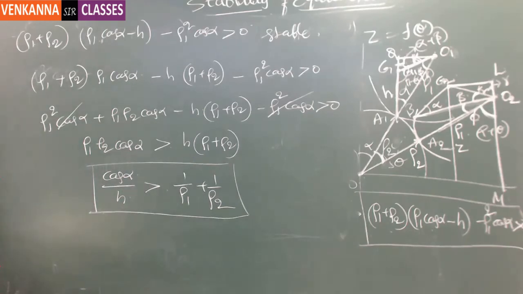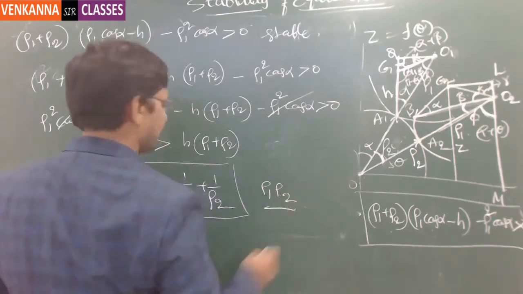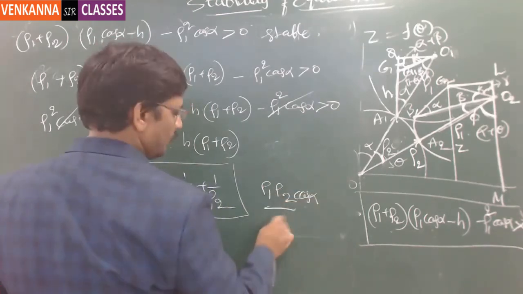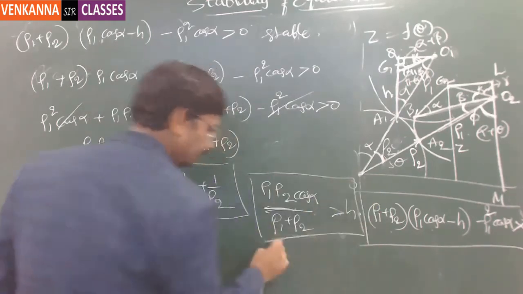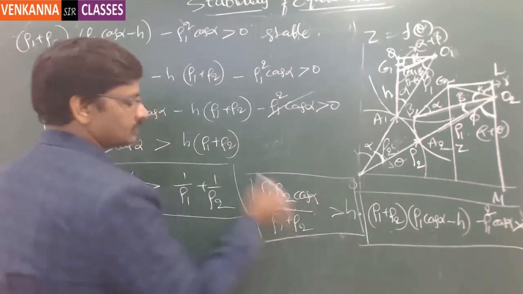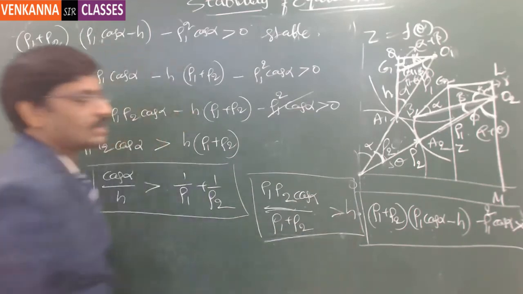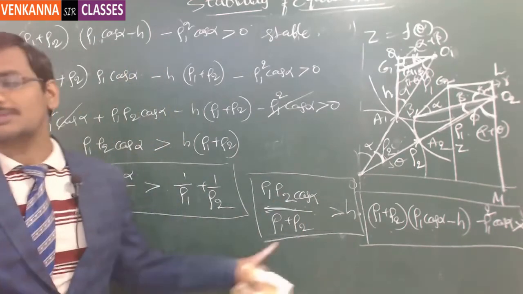Got it? So in the problem statement, he asked us to prove the rho 1 rho 2 by rho 1 plus rho 2 format. That is the same thing you can express as rho 1 rho 2 cos alpha by rho 1 plus rho 2 is greater than h. So this is the condition. Got it? So rho 1 rho 2 cos alpha by rho 1 plus rho 2 greater than or equal to h is the condition for stability. Suppose if it is less, then it is the unstable condition for us.